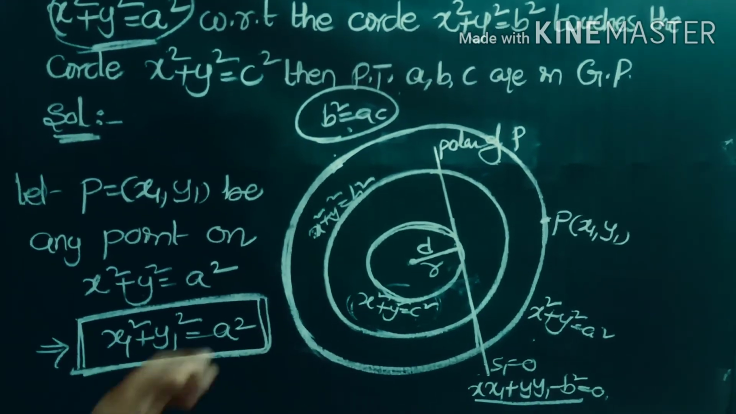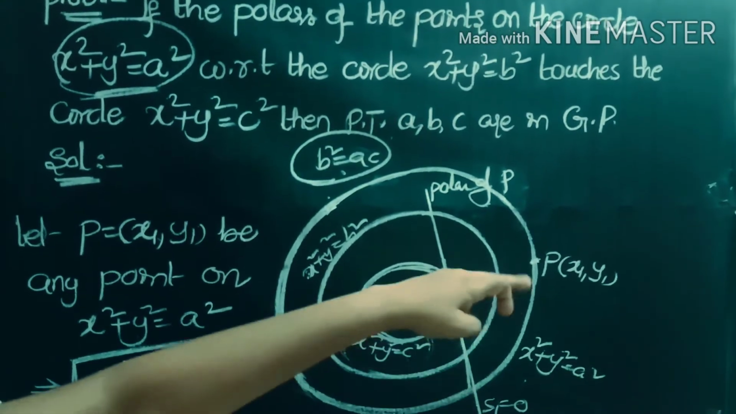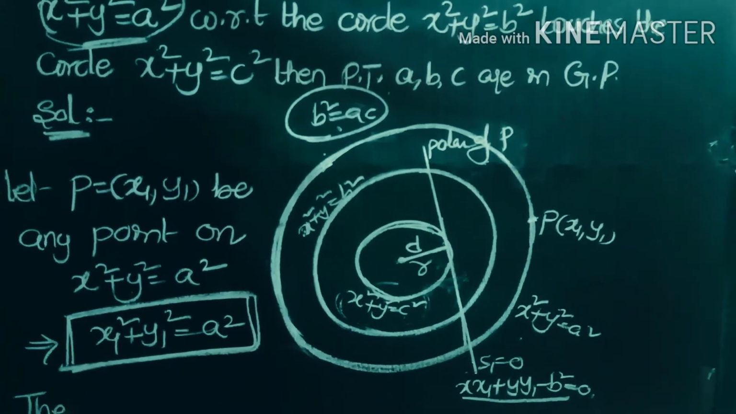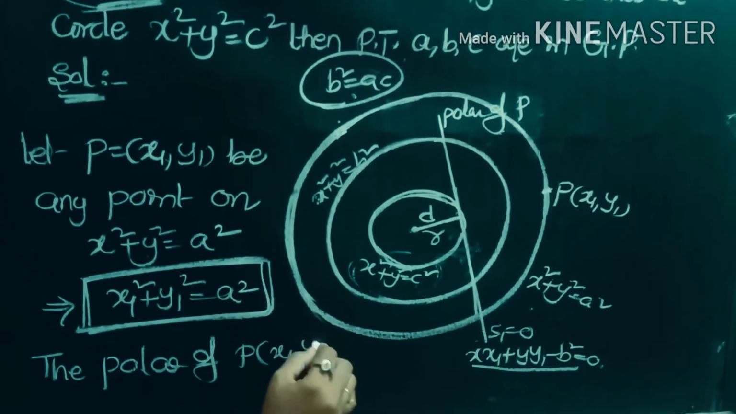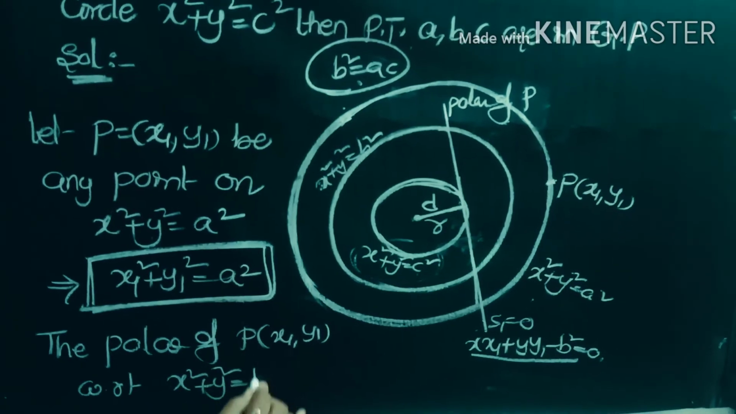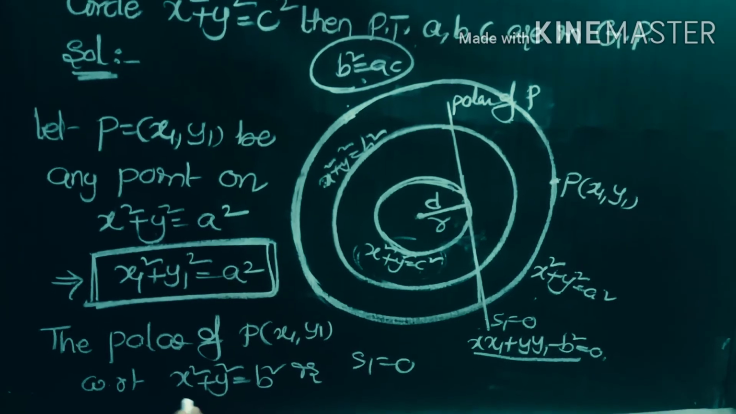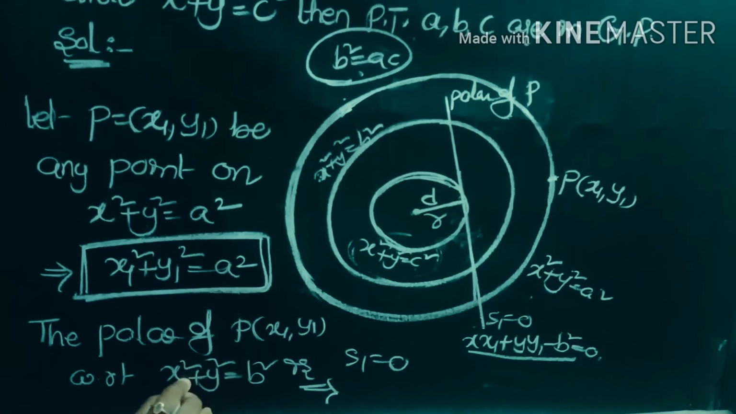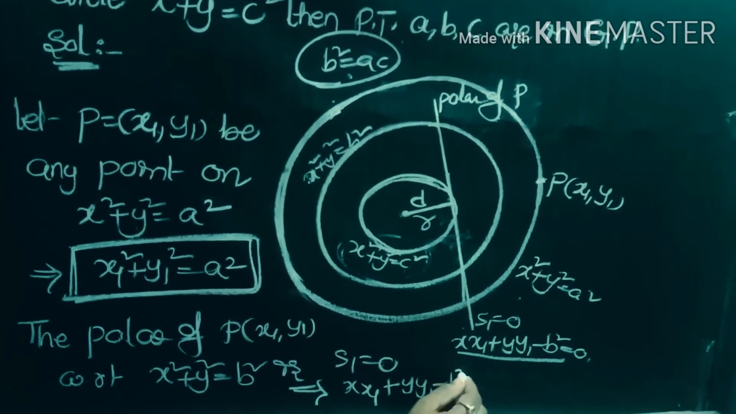Next, given the polar of the point with respect to the circle, we find the polar of P(x1, y1) with respect to the circle x² + y² = b². It is S1 = 0. And what is S1 notation for this circle? x x1 + y y1 − b² = 0.